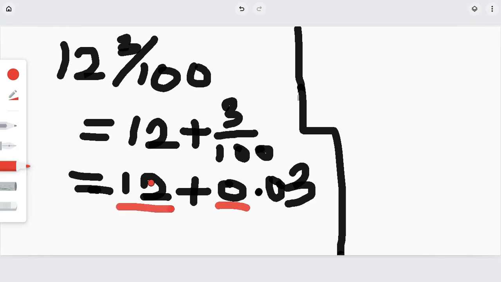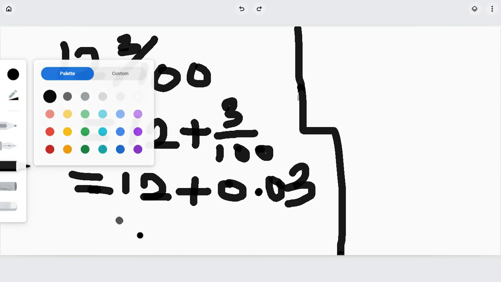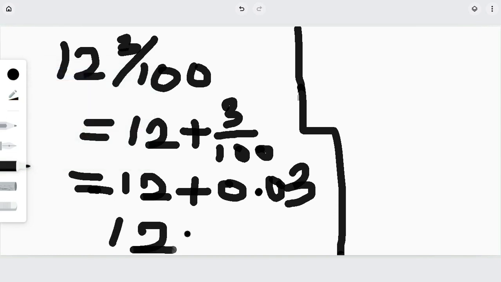Now if you have 12 plus 0, the answer will be 12, because 12 plus 0 is 12. We now have a decimal point here, and we have 03. Whenever you have to change a number like 12 and 3 over 100 to decimal, the answer will be 12.03.